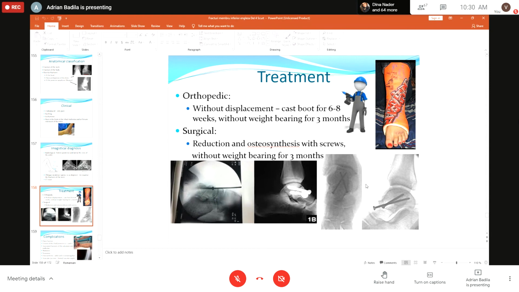So in some cases, in order to see and to reduce the fracture, we will perform an osteotomy of the peroneal malleolus, which will, of course, be fixed after reduction and osteosynthesis of the talus fracture.